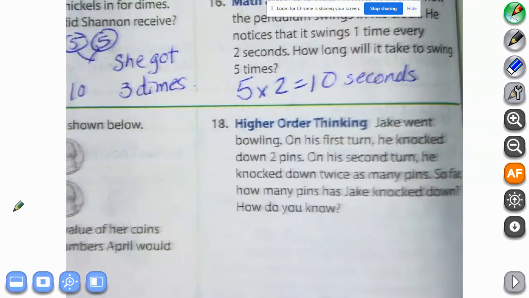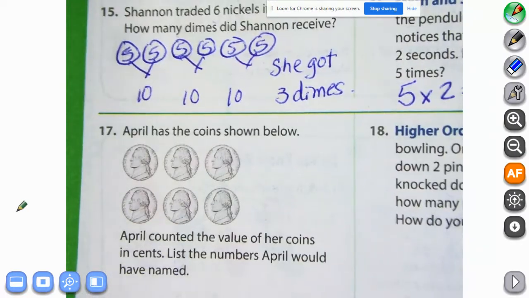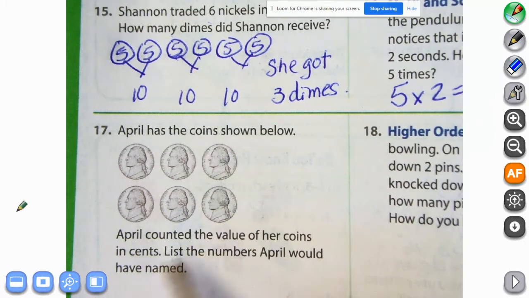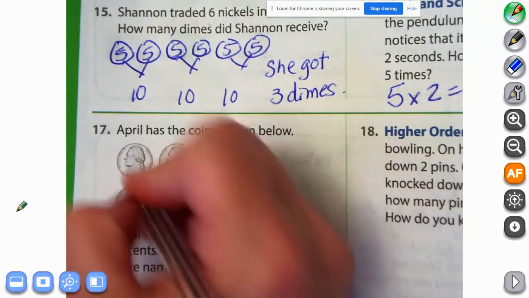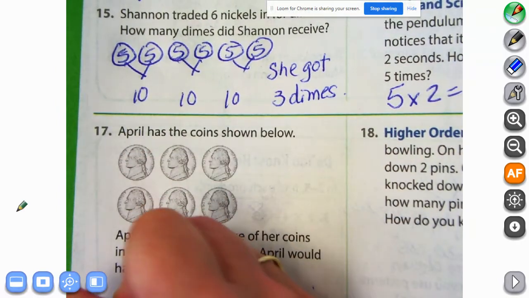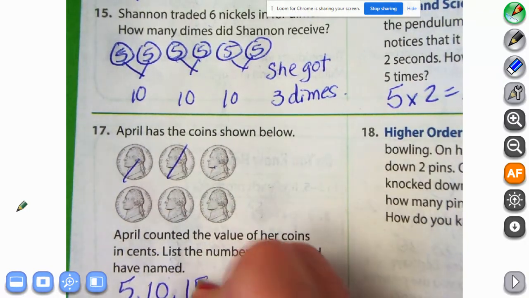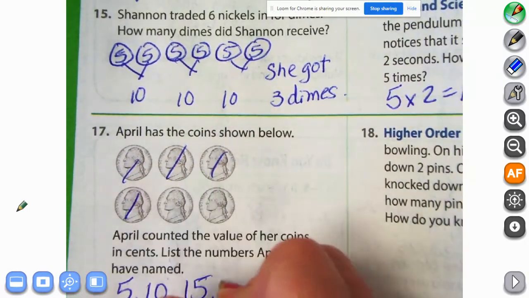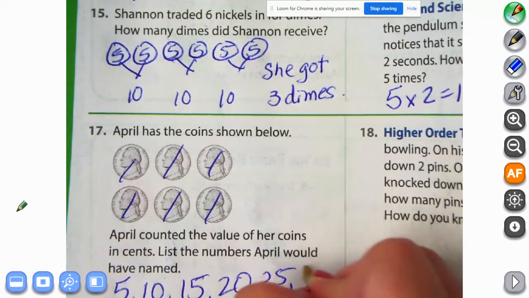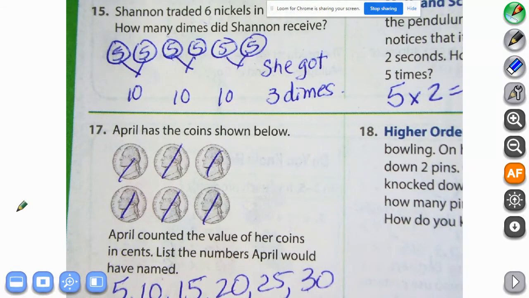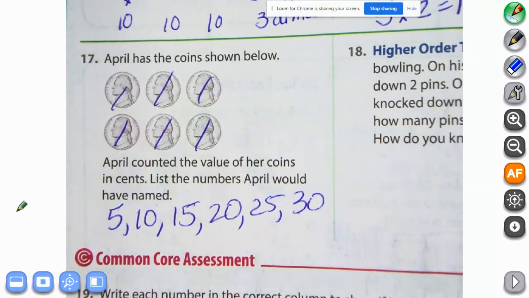All right. Number 17, April has the coins shown below. These are nickels. April counted the value of her coins in cents. List the numbers April would have named. Okay, she would have named 5 for that one, 10, 15, 20, 25, 30. Those are the ones that she would have said if she was counting up her coins.